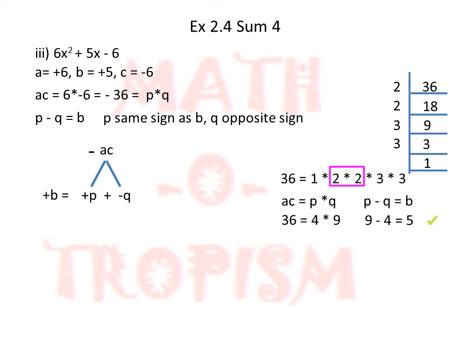So minus 36 is going to be split into plus 9, because P is the bigger one, which will have the sign of B, and B is positive, and Q will be of the opposite sign, so Q is negative. So it is split into plus 9 and minus 4. So 6x square plus 5x minus 6 is being split into 6x square plus 9x minus 4x minus 6.